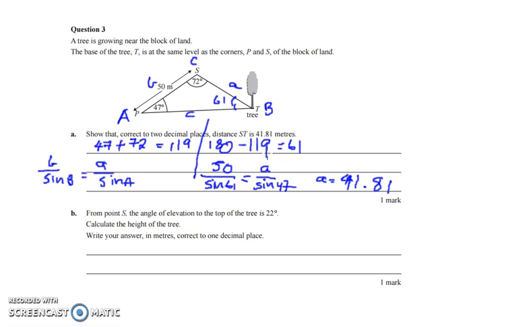Part B, from the point S, so we've got point S here. The angle of elevation to the top of the tree is 22 degrees. Calculate the height of the tree. So when we're talking about elevation and depression, we're using right angle triangles. So we can draw ourselves a picture.